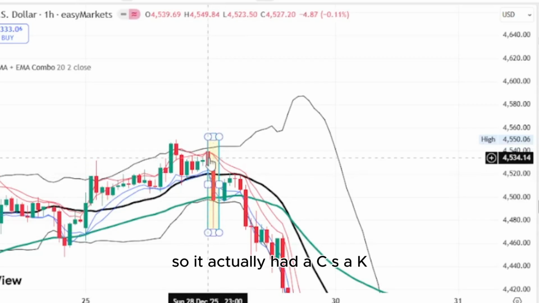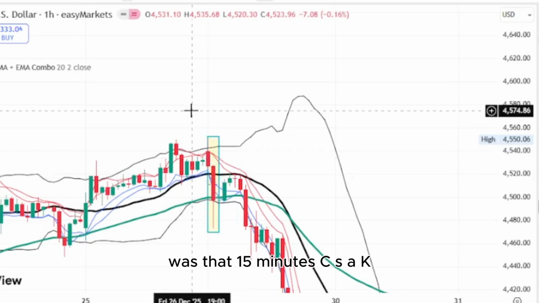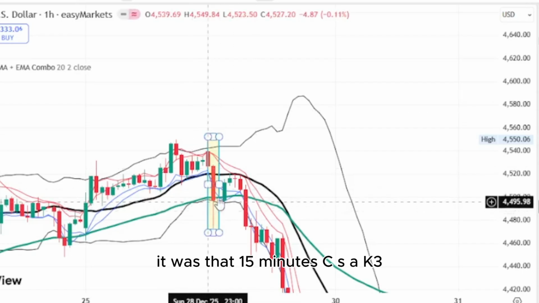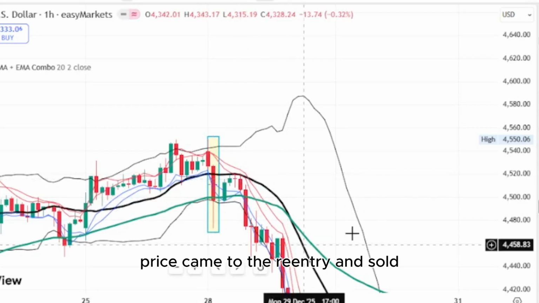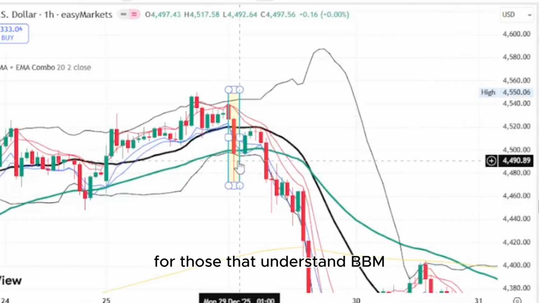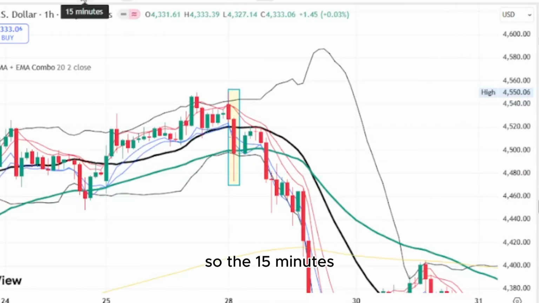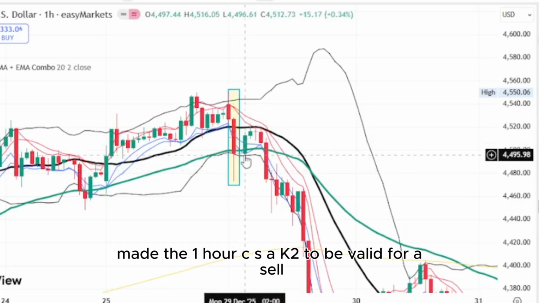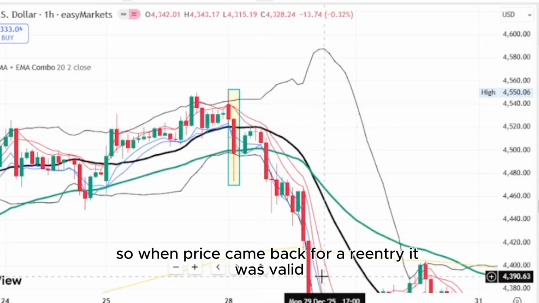So what made this CSAK on 1 hour valid was that 15 minutes CSAK 3. That was what made it valid. What happened? Price came to the re-entry and sold. For those that understand BBMA, they understand what I'm saying. So the 15 minutes CSAK 3 made the 1 hour CSAK 2 valid for a sell. So when price came back for a re-entry, it was valid, it sold.